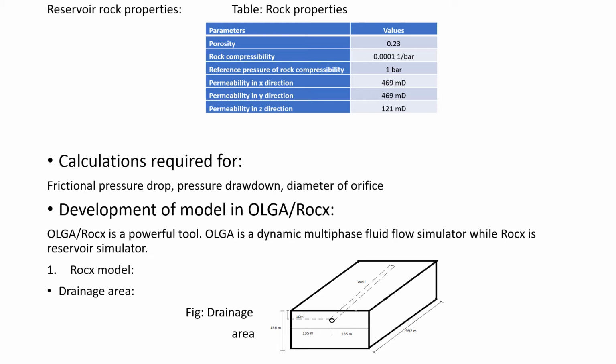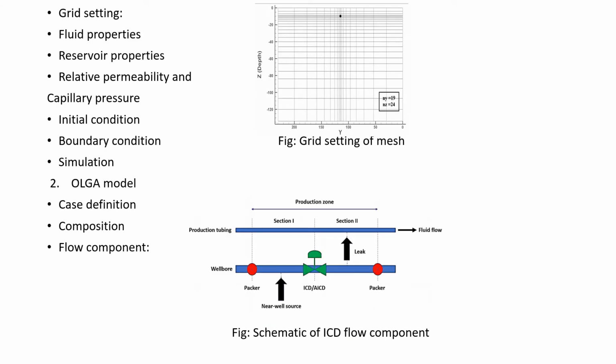After that, calculations are required for the frictional pressure drop, the pressure drawdown, and the diameter of the orifice of the ICD. When all these are achieved, the development of the model is done in OLGA in combination with ROX. The first we consider is the ROX model, where the drainage area needs to be made. After the drainage area is made, a proper grid must be set for the model.